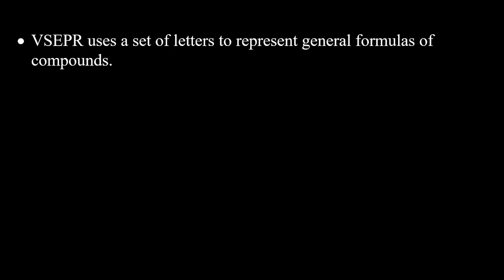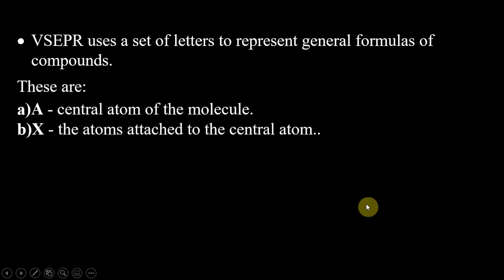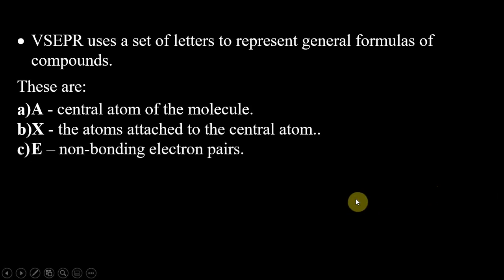All right, so the first thing that we need to understand about VSEPR theory is that it generalizes any kind of molecule. We have these letters that represent the central atom, satellite atoms, and unbonded pairs. First of all, the A represents the central atom. The X represents those satellite atoms, the ones that are attached to the central atom. And then the E represents the lone pairs of electrons.